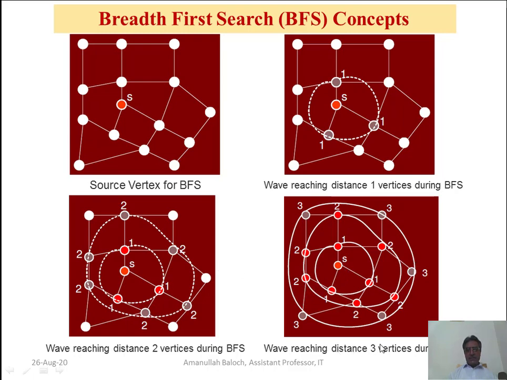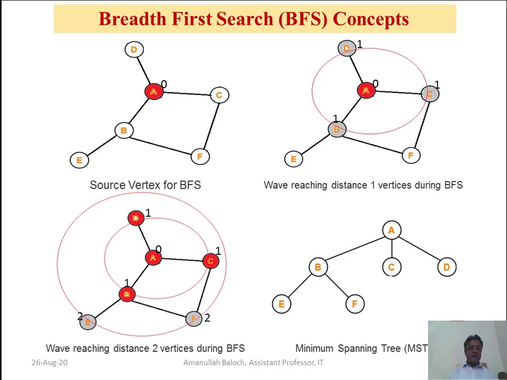Wave reaching distance 3, vertices during breadth passage. So these vertices exist at the depth 3, that is, from source to this node we can reach after passing the distance of 3 edges. This was the concept of breadth first search algorithm. You can also see it here in another example, breadth first search concept.